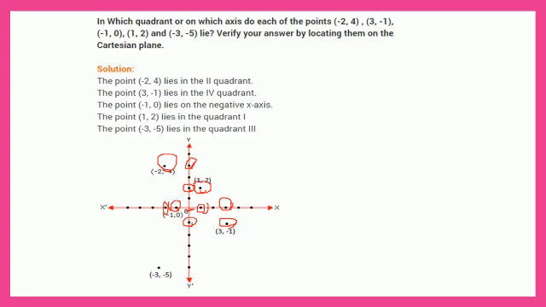Then last one, minus 3 comma minus 5. So both are negative, it will come under the third quadrant. Minus 3 is here and minus 5 is here. So it will come here, that is minus 3 comma minus 5. So it will be the third quadrant. This is the way you have to plot the points in the graph and also find the quadrants.